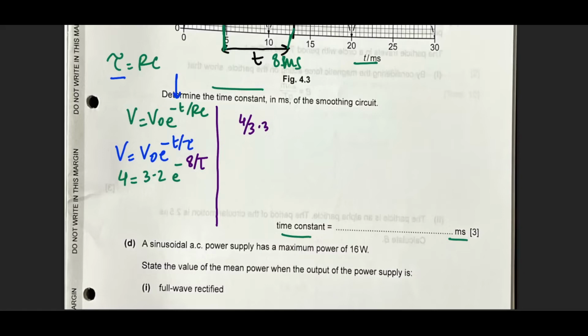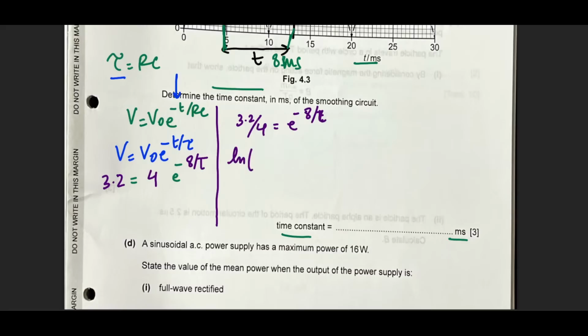I've made a mistake. This will be the other way around. This is going to go something like this. This will be 4, the original voltage. This is the current voltage, which is 3.2. So this will be 3.2 divided by 4 equals e raised to power minus 8 divided by tau.